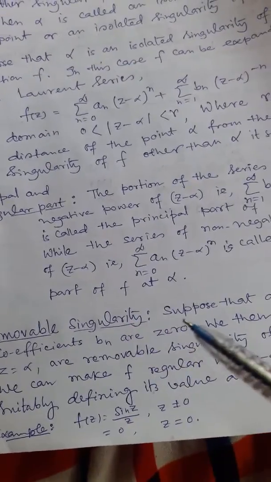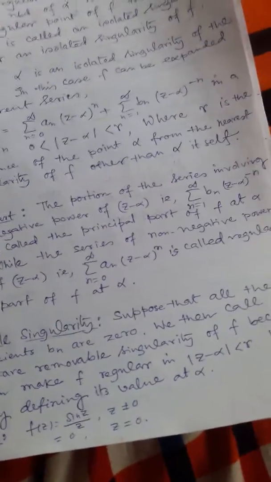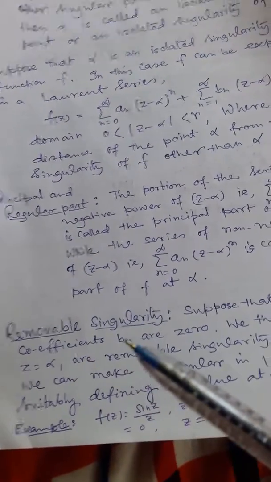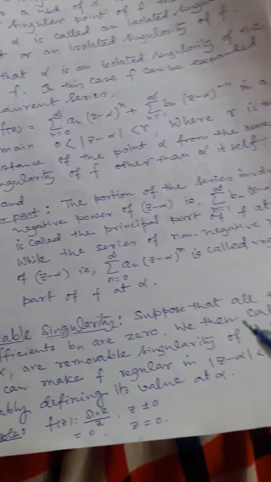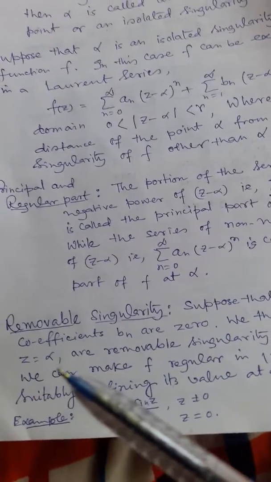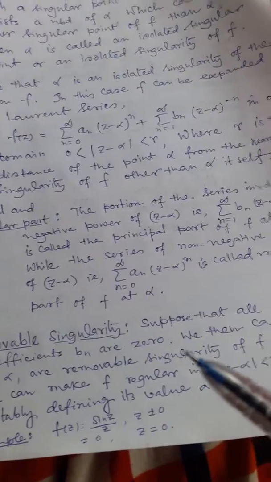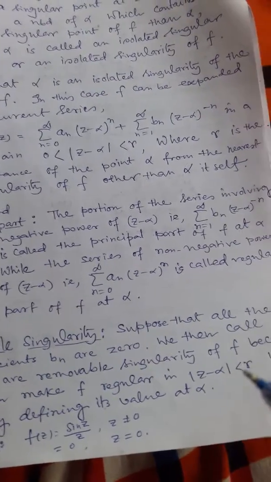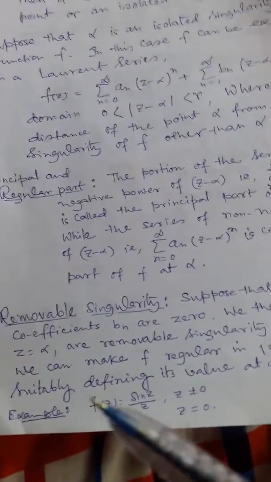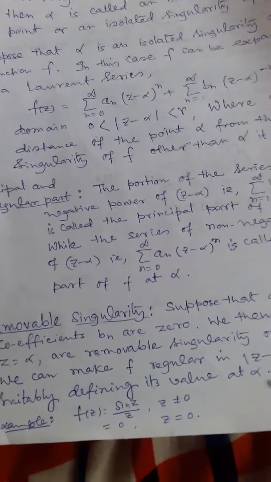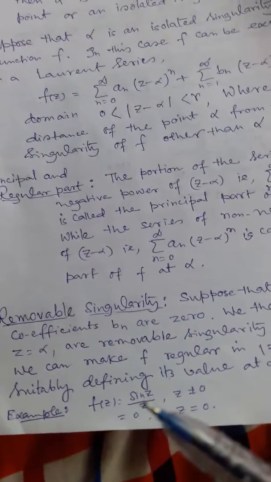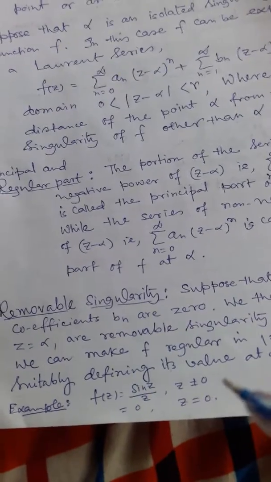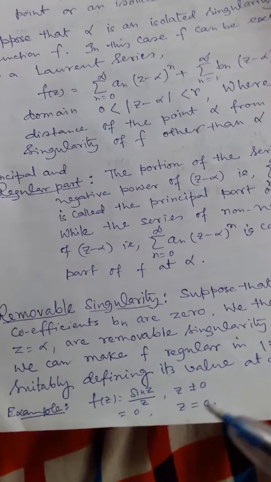A removable singularity: suppose that all the coefficients b_n are 0. We then call z equal to alpha a removable singularity of f, because we can make f regular in mod z minus alpha less than r by suitably defining its value at alpha. Example: f(z) equals sin z by z, z not equal to 0, and f(z) equals 1 when z equal to 0.